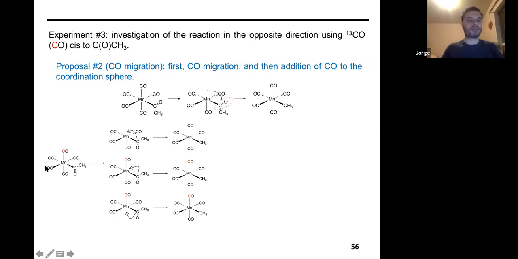And the last option, losing the ligand in that position, creating a vacant site over here, followed by migration of the carbonyl group over there, and that produces again the hexacoordinate complex with the labeled CO cis to the CH3 group.